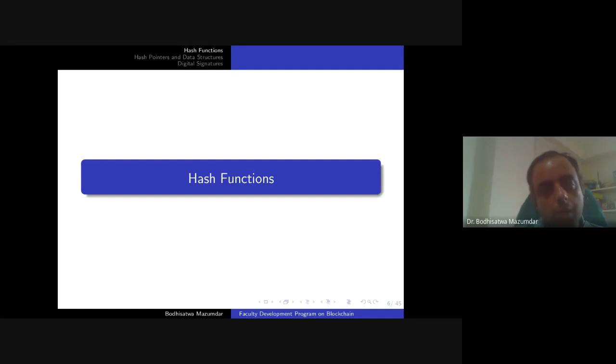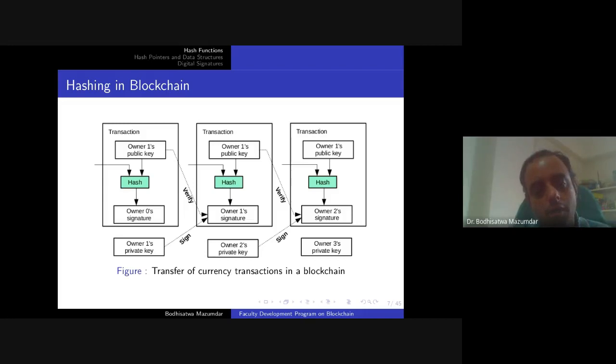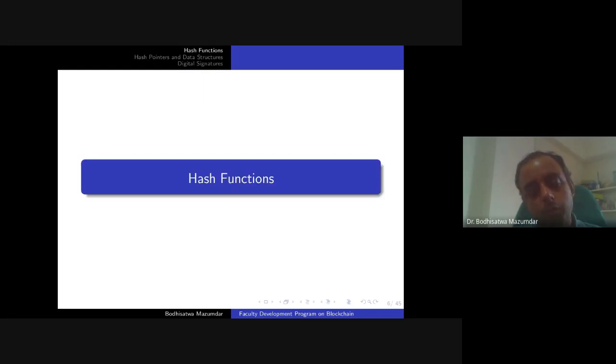To start with the crypto background, we'll start with hash functions. So what are hash functions? In conventional data structures and algorithms, we have seen that a hash function means you create a bucket in which you add the keys. If a key matches with a certain record, you keep that record in that bucket. That is called a hash table. But over here, what does a hash function do? This is the diagram of how a hash function is used in keeping a record of the transactions in a blockchain.